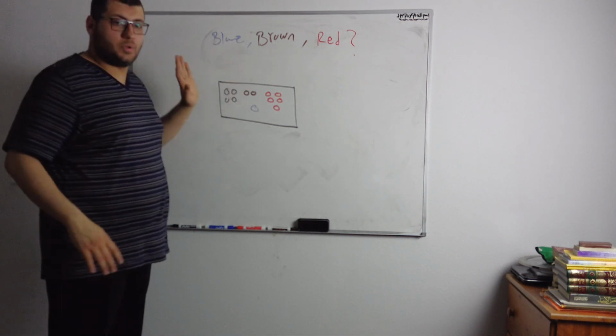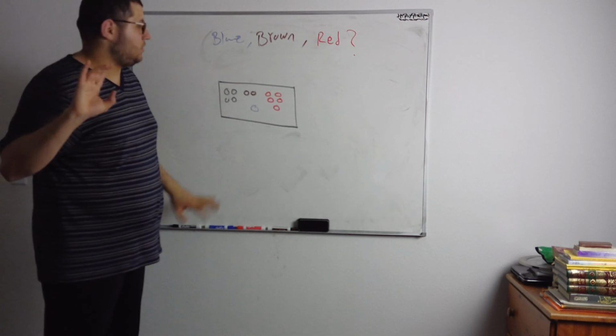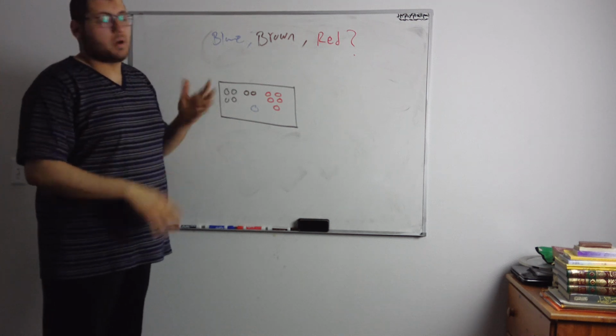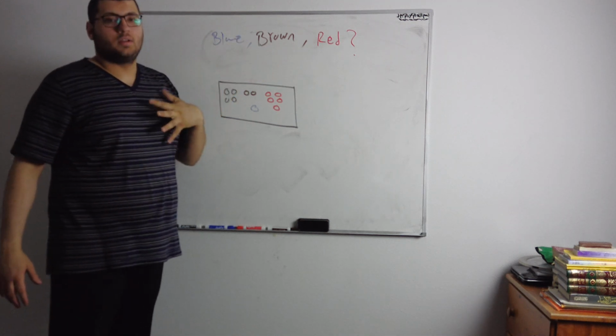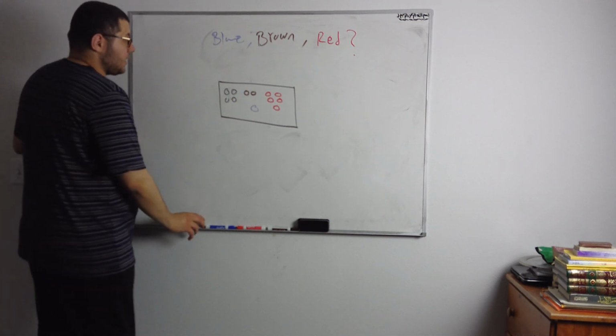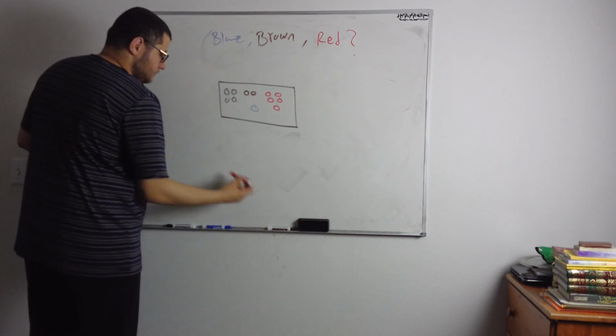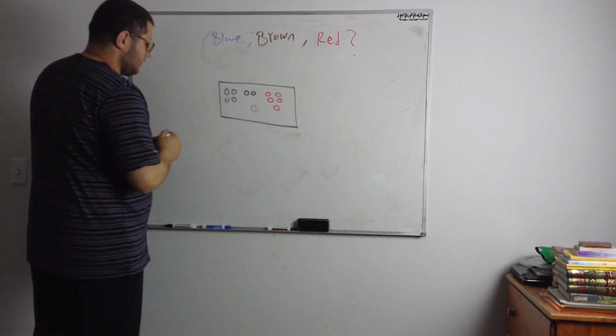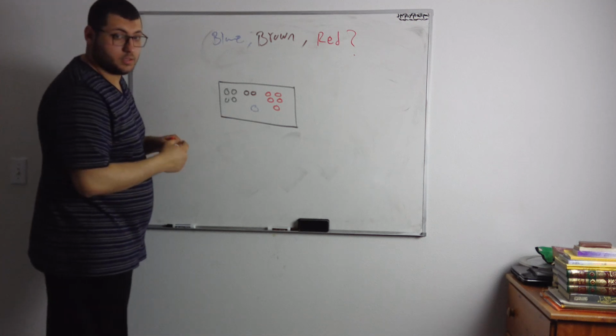If I asked you blue, it's easy. It's only one thing at a time. So 1 out of 12, I'm done. But I'm asking you for blue, brown, and red. So I'm going to have to find each one and then add them together, just like we always do.